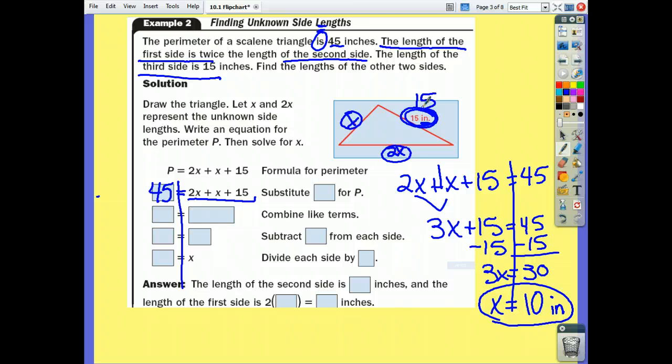Did we answer what they wanted? Find the lengths of the other two sides. Are we done? We found 10 inches. That's what x equals. So the lengths of my sides are 15 inches. What's this one? X is 10 inches, and then 2 times 10 is? 20 inches. We have 10, 15, and 20 inches for the lengths of our sides. Are any of those sides the same length? No. So what kind of a triangle is it? Scalene triangle, when no sides are the same.